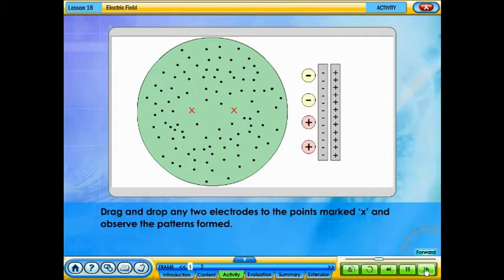Drag and drop any two electrodes to the points marked X, and observe the patterns formed.